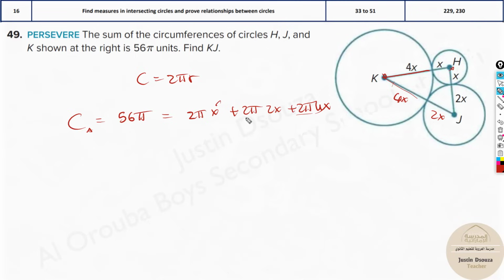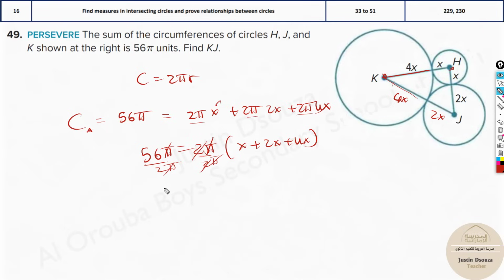We can take the 2 pi common because it's repeating. So I'll remove it out: 2 pi times x plus 2x plus 4x is 56 pi. Now you can divide both sides by 2, because it's now multiplication over here, so it goes to the other side. This cancels. Divide both sides by 2. Here also you divide both sides by pi. So that basically cancels.